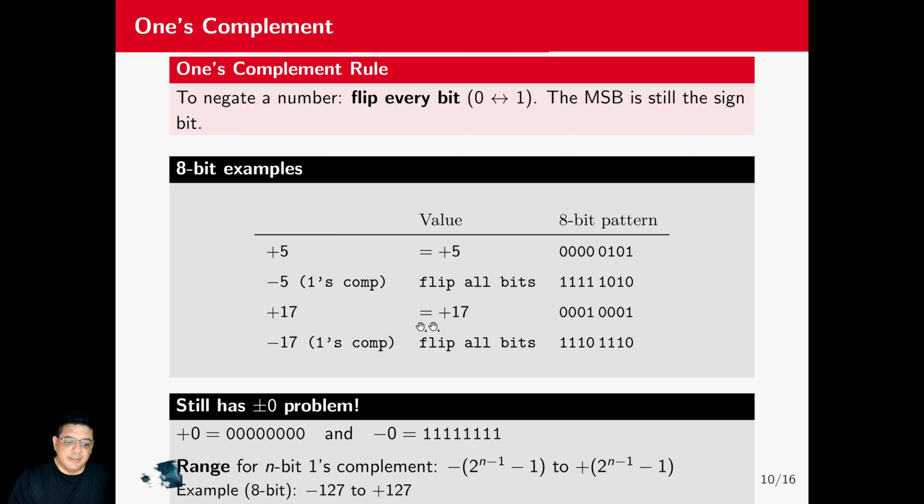The problem is that we'll still have 0 showing up as an issue with two representations. Plus 0 is still all 0s, but minus 0 is just going to be 8 bits of 1. It also has a range problem, because for n-bit one's complement, we're going from minus 2 to the n minus 1, minus 1, to plus 2 to the n minus 1, minus 1. So essentially we're going from minus 127 to 127 in the example of 8 bits.